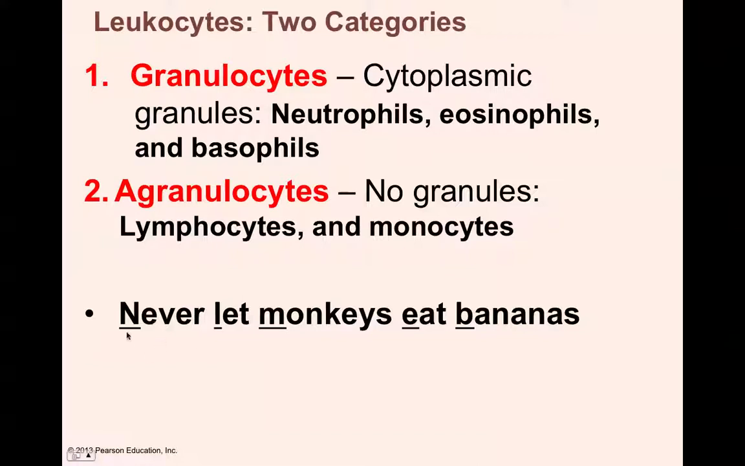I actually learned this sentence to help me remember the names of the types of white blood cells in order of how commonly they are found circulating in the blood. Never let monkeys eat bananas. Neutrophils, lymphocytes, monocytes, eosinophils, and basophils. Basophils are very rare circulating in the blood. If they are higher, it could indicate some kind of abnormality.